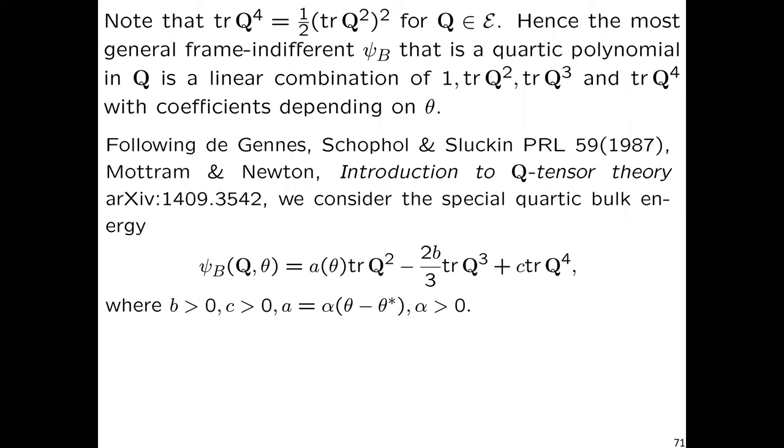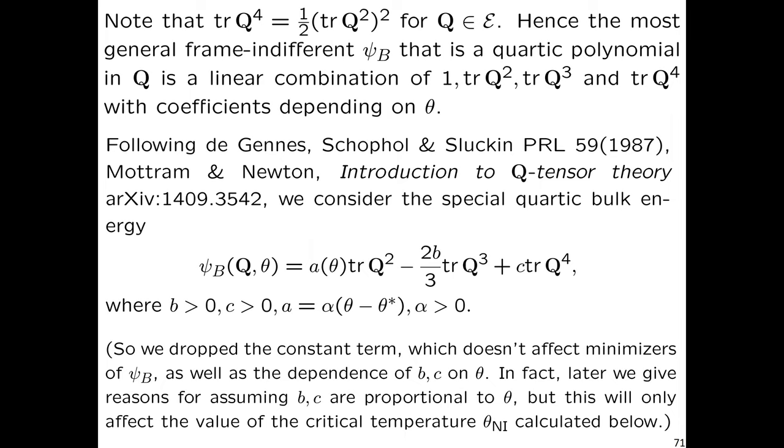And so we dropped the constant term, because that won't affect the minimizers. And we also dropped the dependence of B and C on theta. In fact, there are good reasons to suppose that B and C are proportional to theta, but that will only affect the value of the critical temperature in the calculation below. So there's this function, and we'd like to understand what its critical points are, what its minimizers are, with respect to Q.